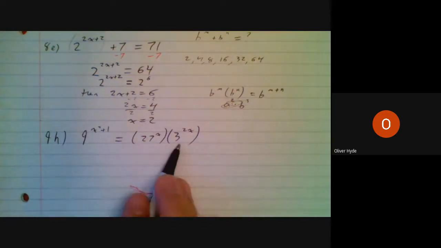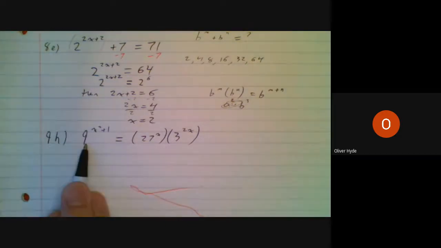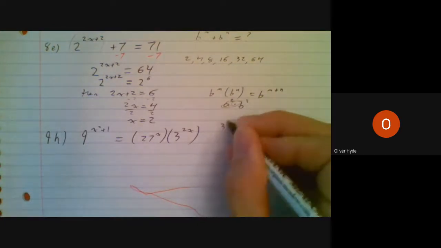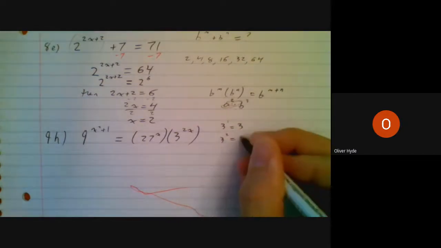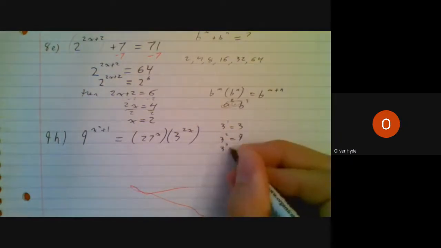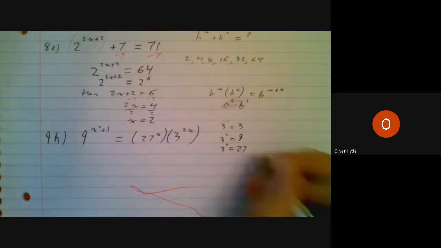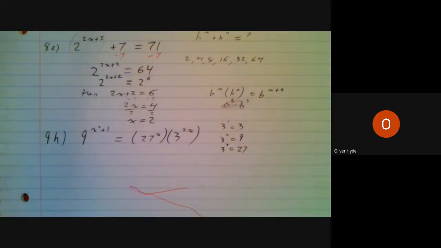9, 27, and 3, they're all multiples of 3. I'm not looking for multiples of 3, though. I am looking for powers of 3. If I use a little bit of trial and error and look at my powers of 3, the first power of 3 is 3, the second power of 3 is 9, the third power of 3 would be 9 times 3. That's 27. There we go.